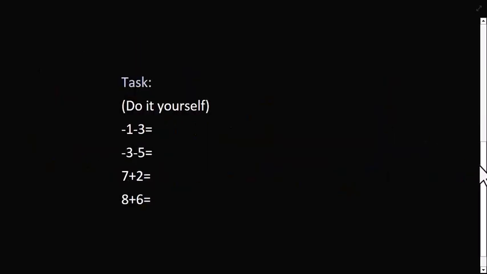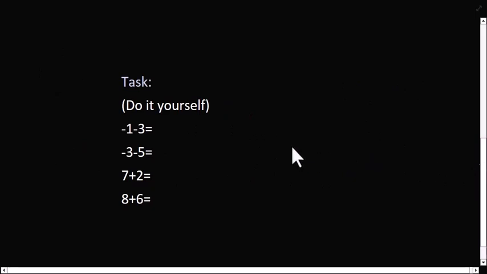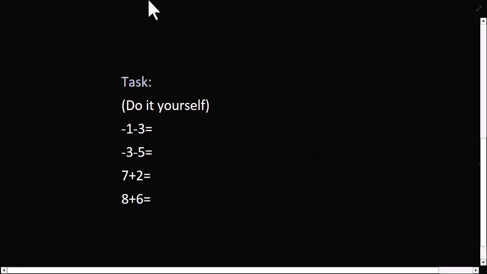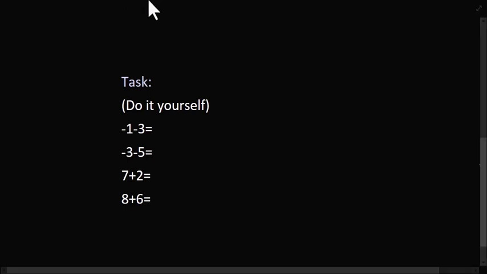So we'll have a task, and I want you to do this task yourself. What you simply do is pause the video and solve, and after that you can play the video to see me solve it. So let's start from the first one. If you're not done, you can pause the video, but if you're done, then let's do this together.